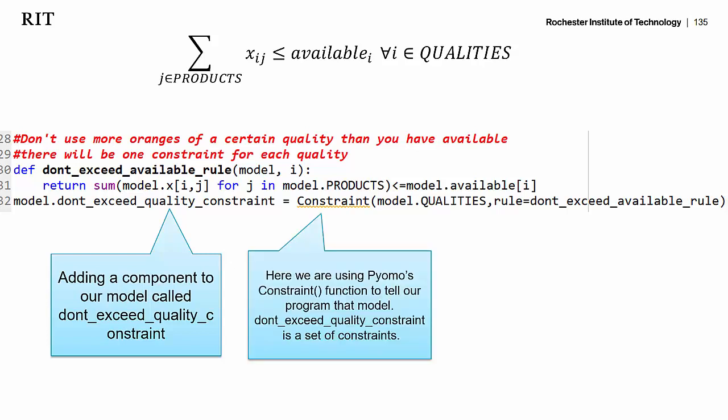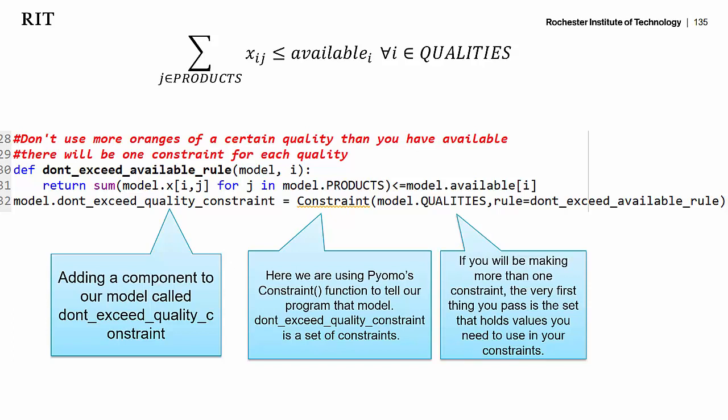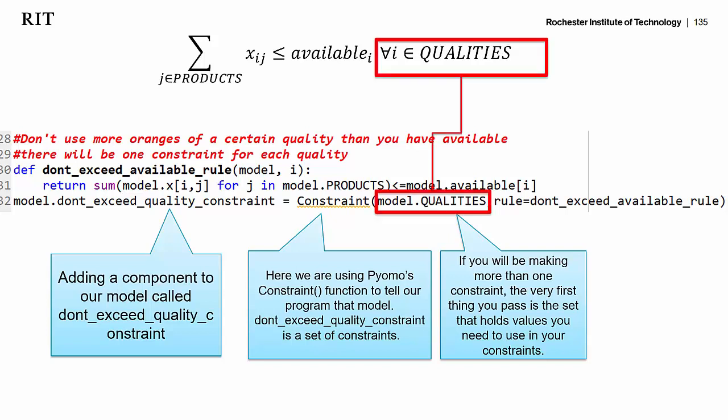Moving along, we see that we're using Pyomo's constraint function, and our constraint function is basically going to create us a set of constraints. The very first thing we pass a constraint function, if we know we want more than one constraint, is the set that's going to be used to make all of our different constraints. So in our formulation, we have for all i that are elements of qualities. This tells us that we need to pass our qualities set to our constraint function.